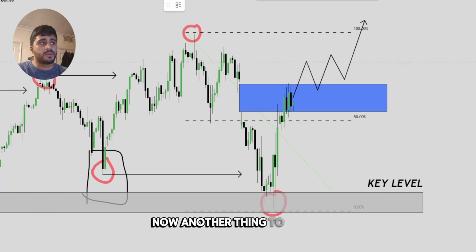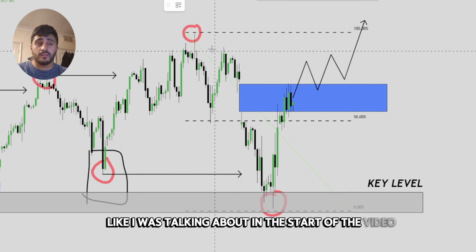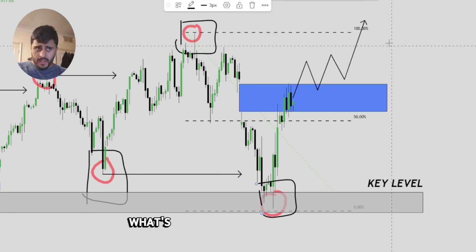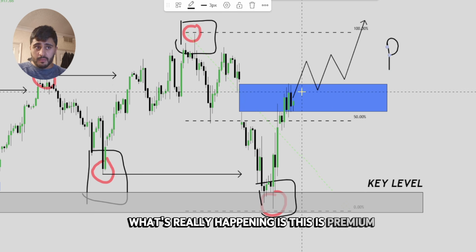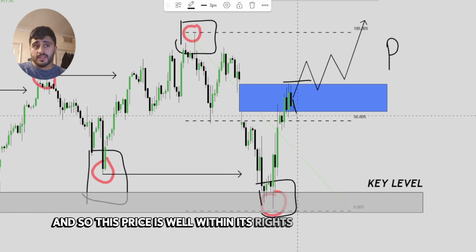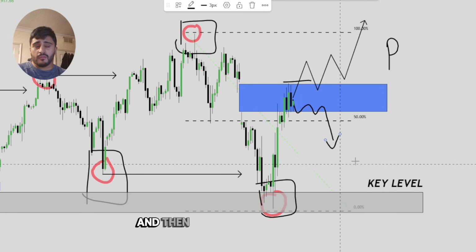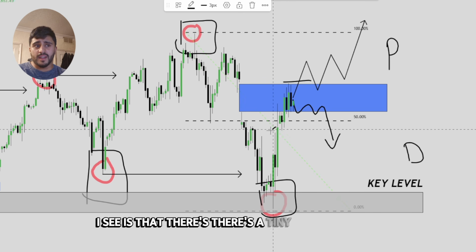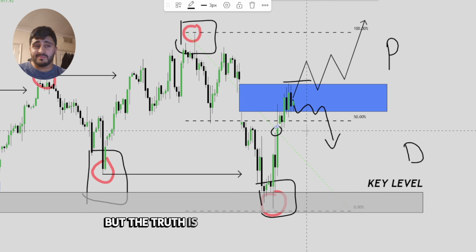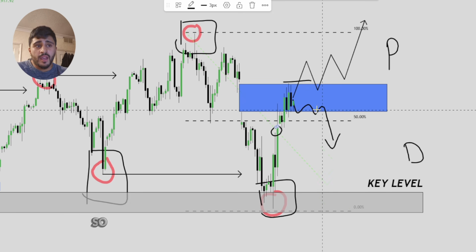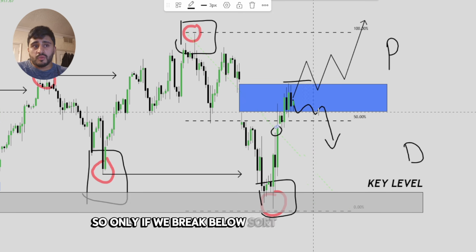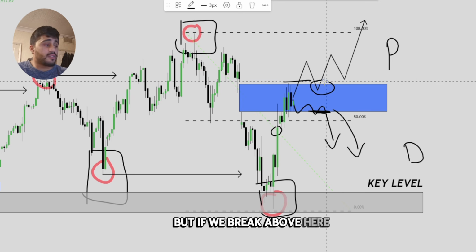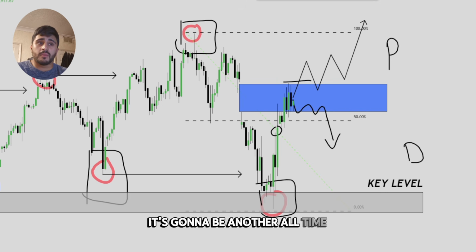Now, another thing to be wary of, like I was talking about at the start of the video: if this is your dealing range high and this is your dealing range low, what's really happening is this is premium. And so this price is well within its rights to actually return lower and then form some kind of discount. Now, the problem I see is that there's a tiny fair value gap here, but the truth is it doesn't really need to be filled, I don't think. So only if we break below this gap down area could we see lower prices into discount. But if we break above here, then we're off to the races. It's going to be another all-time high.